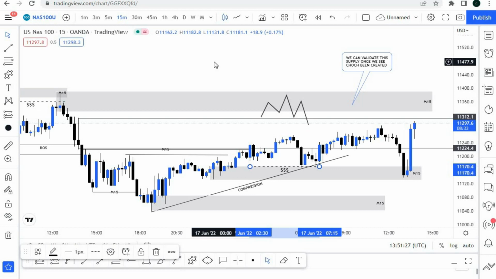So guys, in today's video you are going to watch me trading New York opening. As you can see guys, the market already opened.